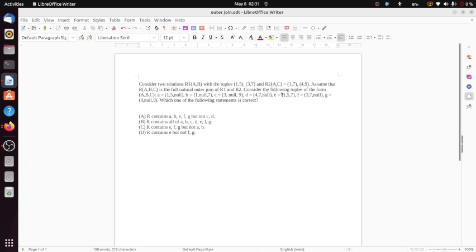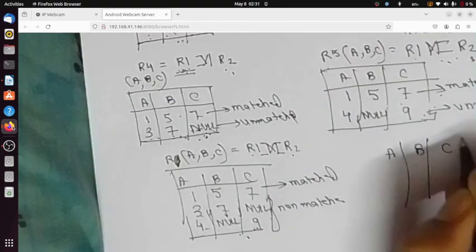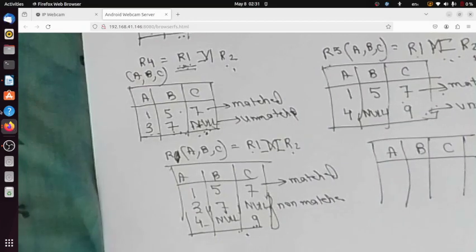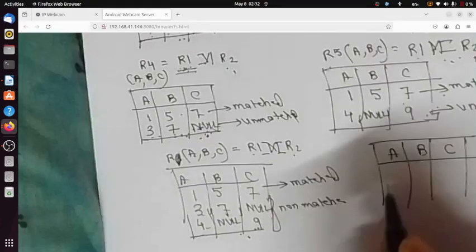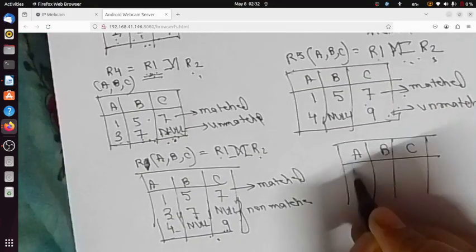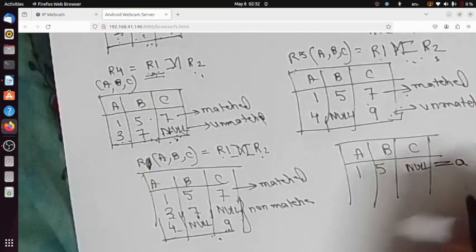Now the question is, consider the following tuples of the form A, B, C. Some tuples have been given in the question, so let us see them once again. One of the tuples is 1, 5, null, that is, the value of A equals 1, the value of B is 5, and C will be null. This record is given the name small a.